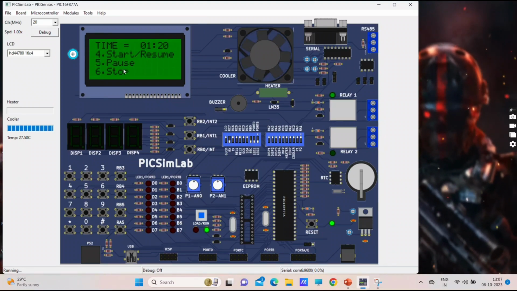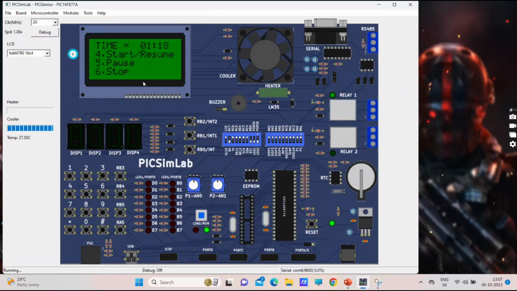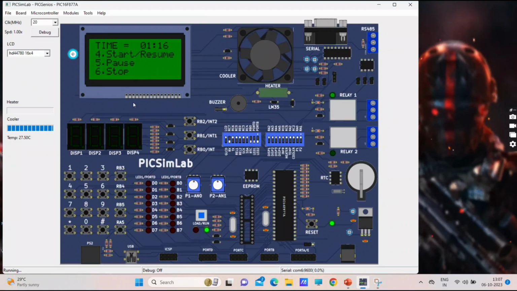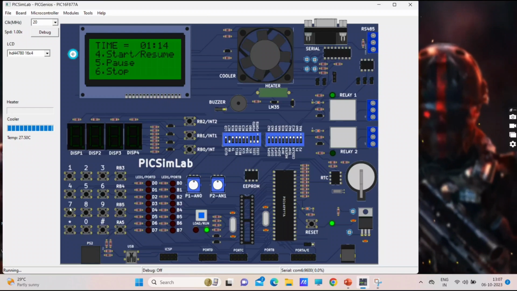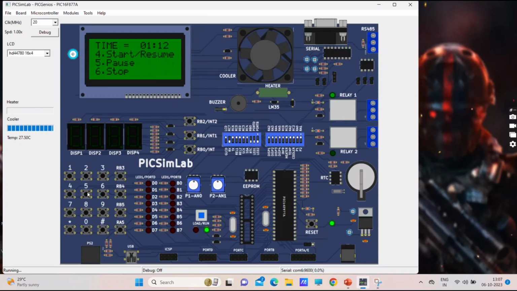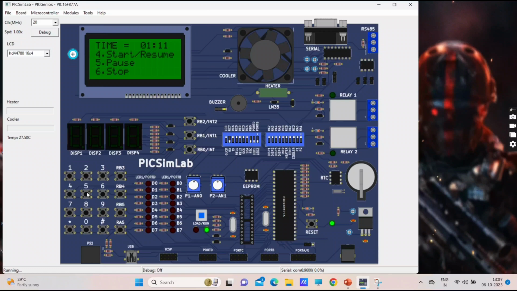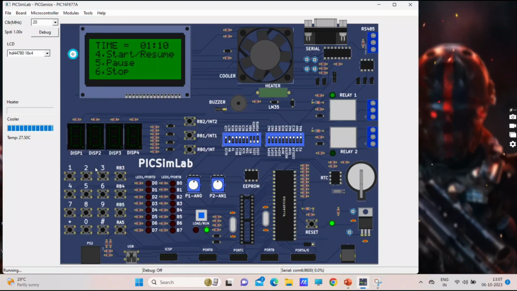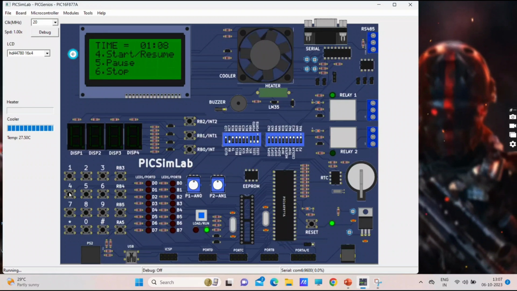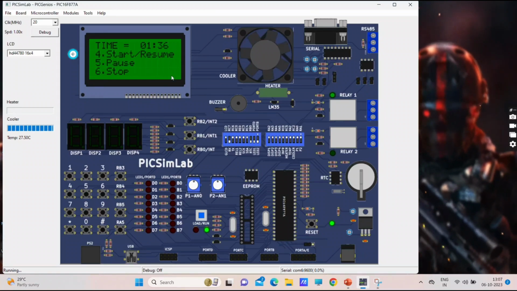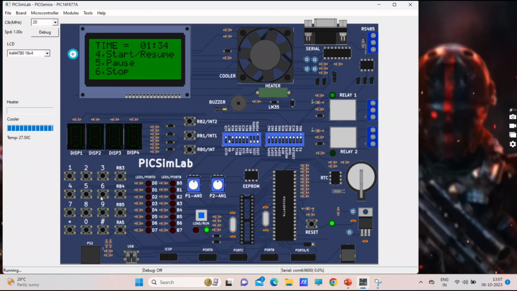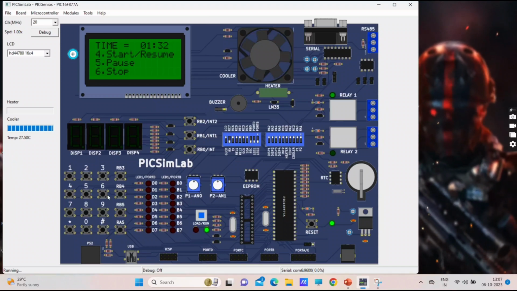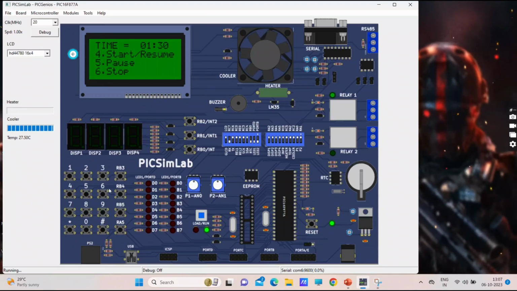And we have three options displaying: one is the start button, one is the pause button, and another is the stop button. By pressing any switch, you can see the operations. We can pause it by pressing key 5 and resume it by pressing key 4. If we keep pressing key 4, we get an increment of 30 seconds every time. And if we press the key switch, we have the stop option as well.